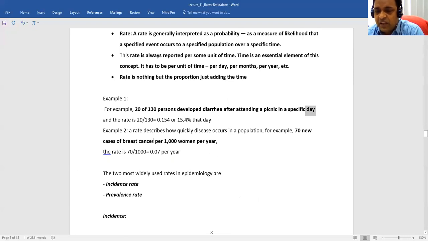Let us see another example. There are 70 new cases of breast cancer among 1,000 women per year. What is the rate of developing breast cancer per year? 70 divided by 1,000 gives 0.07, or if you multiply by 100, you get 7%. That is, 7 women per 100 women develop breast cancer per year. So the time here is the year.